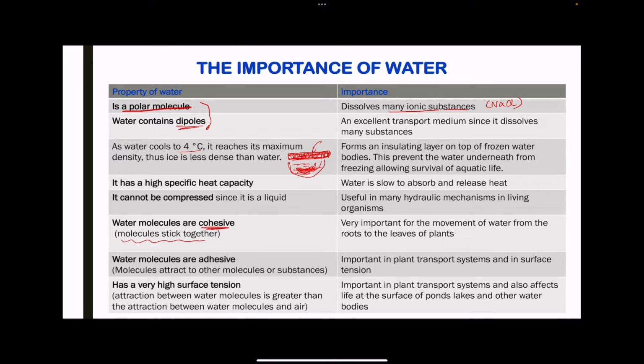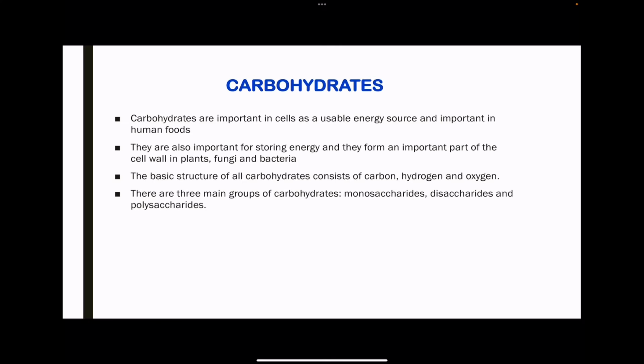The next property is water molecules are adhesive, meaning these molecules attract to other substances or other molecules. This is important in plant transport systems because it allows the water molecules to go through the xylem in the transpiration stream. And also, water has a very high surface tension. Surface tension can be expressed when the attraction between water molecules is greater than the attraction between water molecules and air. This is important in plant transport systems, and it also affects life at the surface of ponds, lakes, and other water bodies.